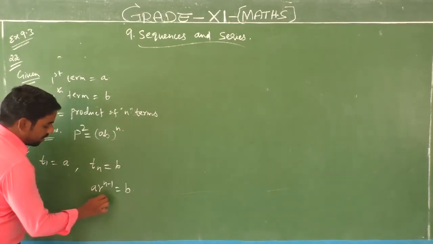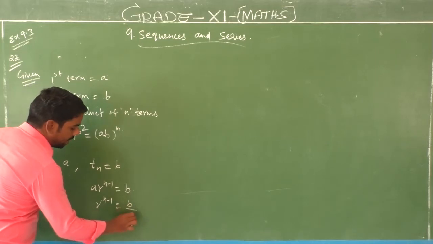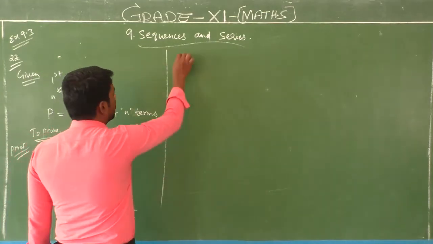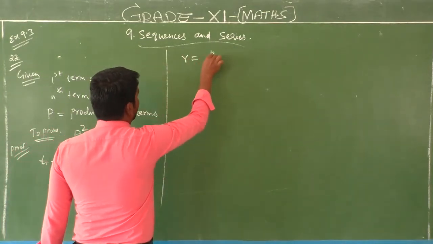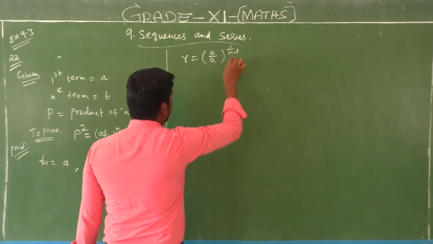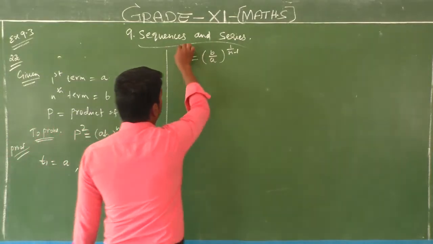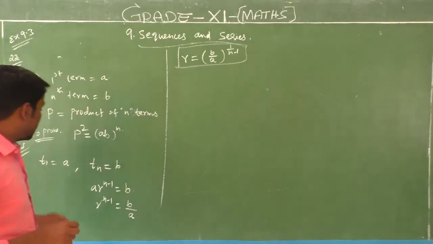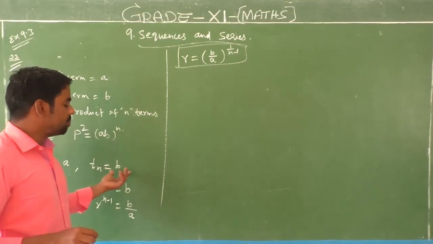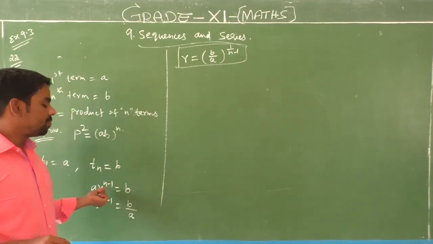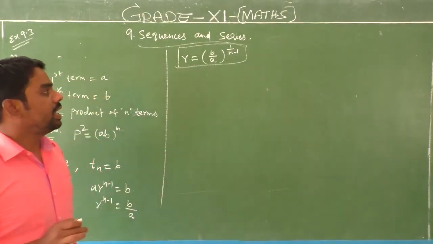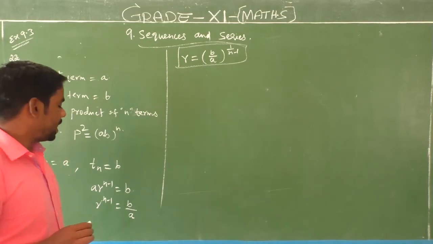Then r power n minus 1 is equal to B by A. Then r is equal to (B by A) whole power 1 by n minus 1. This is the common ratio. Given the first term A and the nth term B, we know the nth term formula A r power n minus 1, and we find the value of common ratio r equal to (B divided by A) whole power 1 by n minus 1.